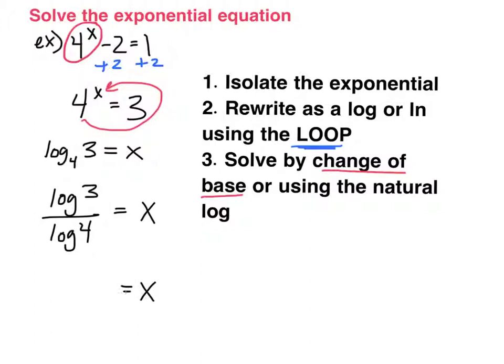So x is equal to 0.792. And this should make sense. 4 to the 0.792, so it's less than 1, would equal 3, because 4 to the first power is 4. So 4 to the 0.792 equals 3. There we go.